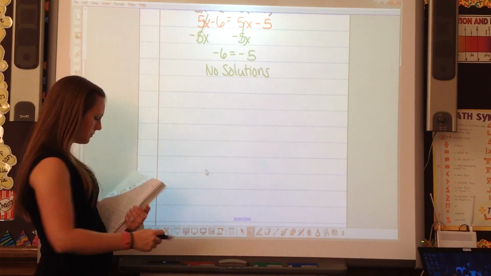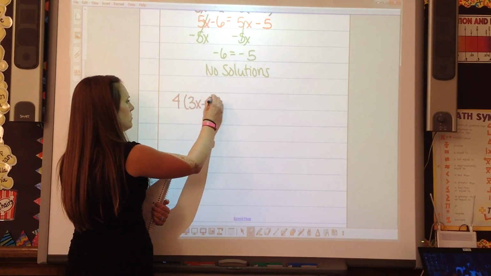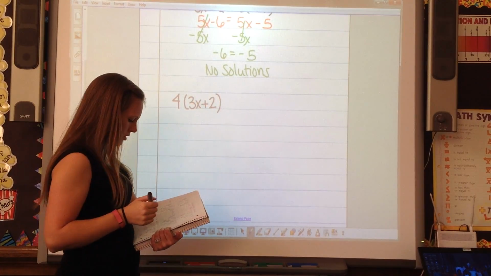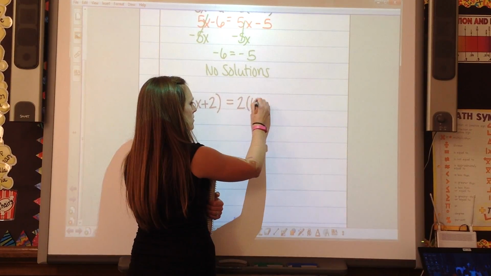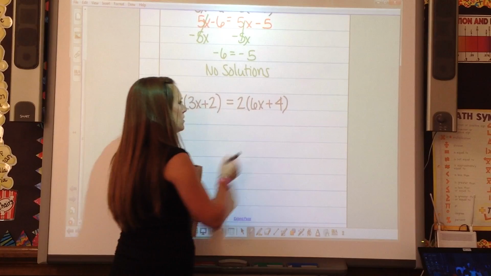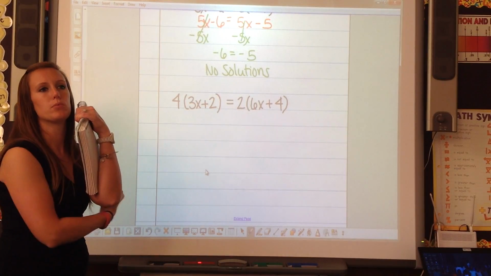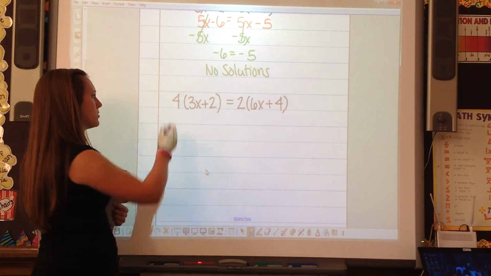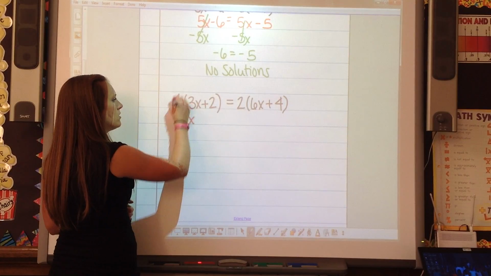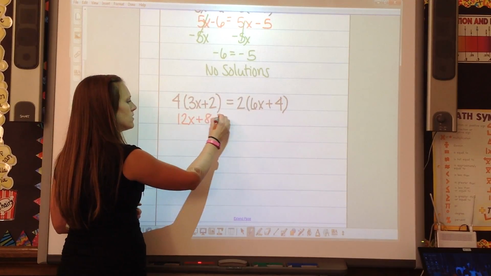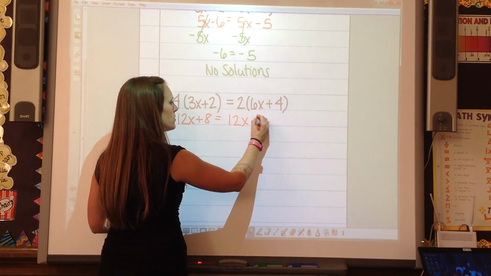Here's another example. 4 times the quantity, 3x plus 2, equals 2 times the quantity, 6x plus 4. Again, distributive property first. This time I have the distributive property on both sides, so I'm going to do them all in one step. 4 times 3 is 12x. 4 times 2 is 8. 2 times 6 is 12x. 2 times 4 is 8.